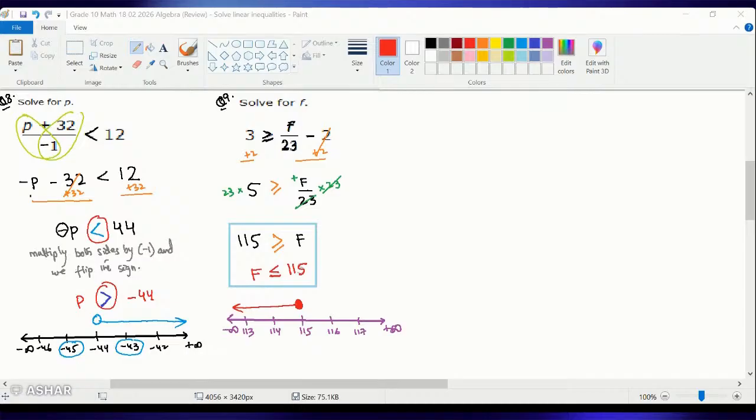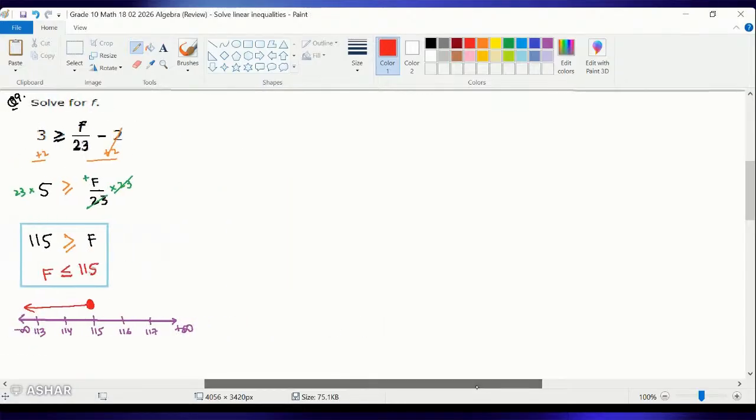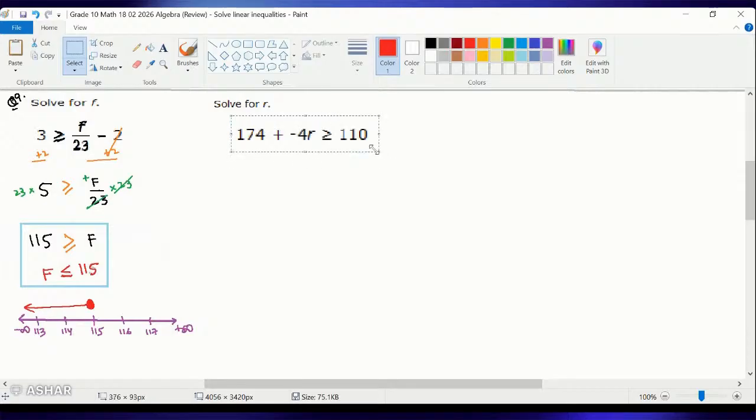For the next question, it says, we need to find the value of R such that 174, okay, this is already negative. This is our question number 10. We can see that this is negative, right? We can keep it in a bracket also because it has a negative sign next to it.